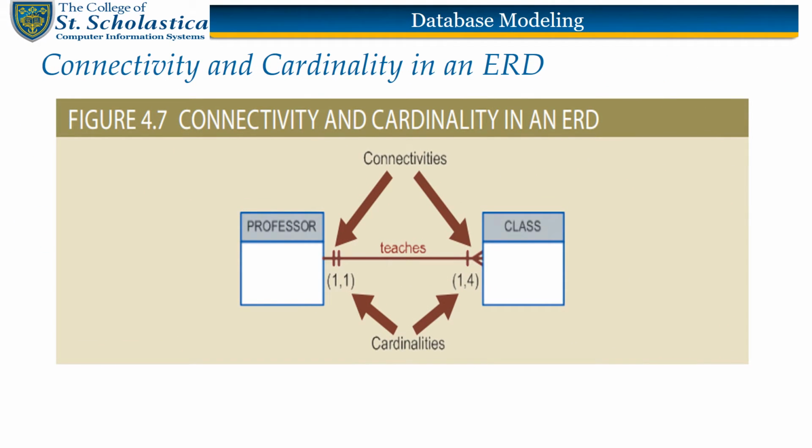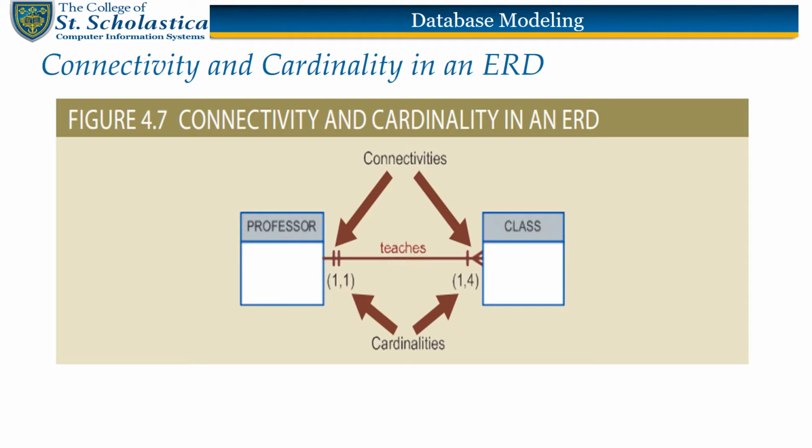In Figure 4.7, a professor teaches a class. In the ERD, cardinality is indicated by placing the appropriate numbers beside the entities, using the format of parentheses x, y, and parentheses. The first value represents the minimum number of associated entities, while the second value represents the maximum number of associated entities. Keep in mind that the cardinalities represent the number of occurrences in the related entity.